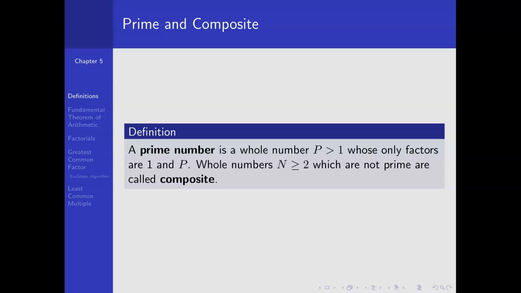Now notice in here that 1 is not a prime number because a prime number is greater than 1, and a composite is greater than or equal to 2. So the number 1 is neither prime nor composite. It's just special all by itself.